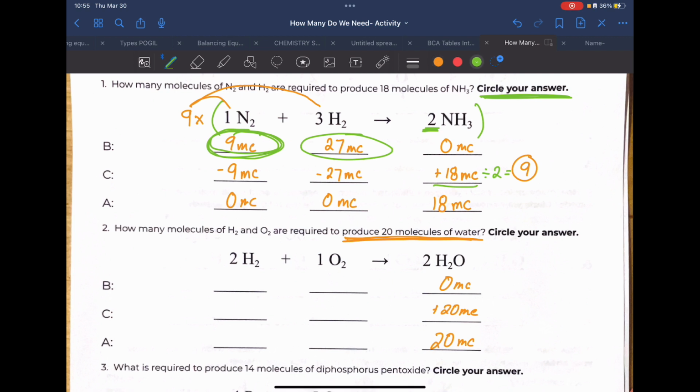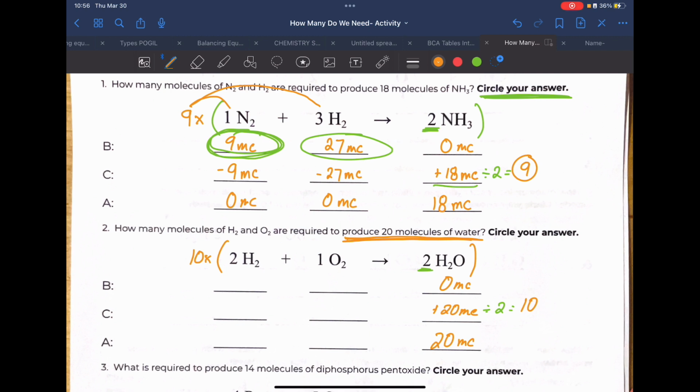Just like before, the next step is to figure out how many times I run this reaction in order to produce those 20 molecules. Well, each time I run the reaction, I make 2. So if I do that division, then I'll get that I need to do this reaction 10 times. So I'll pull that 10 up here.